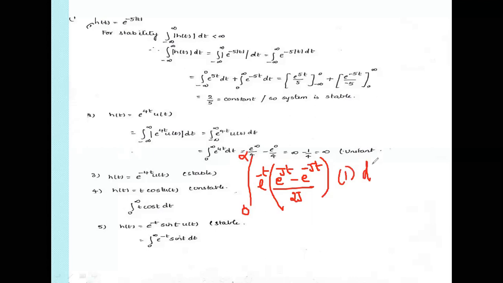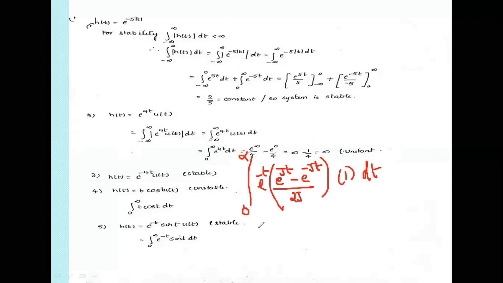Similarly, e power minus t sine t mu of t also. You can directly take sine t as e power jt minus e power minus jt by 2j, and this is multiplied with e power minus t, and the integral from minus infinity to infinity is changed to 0 to infinity by keeping mu of t as 1, into dt. Okay, my students.